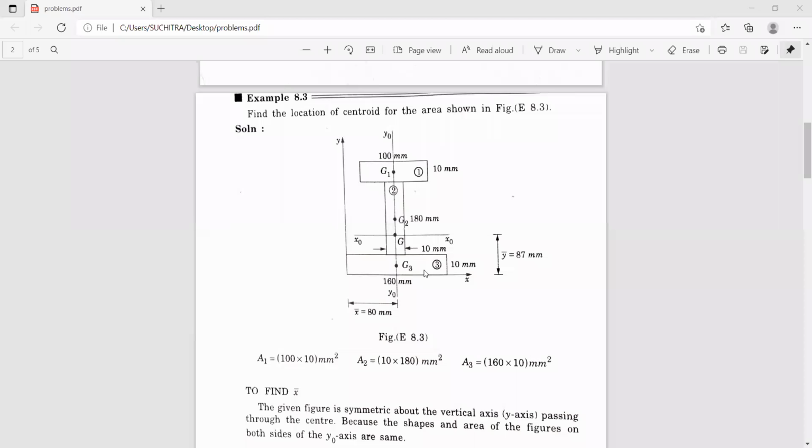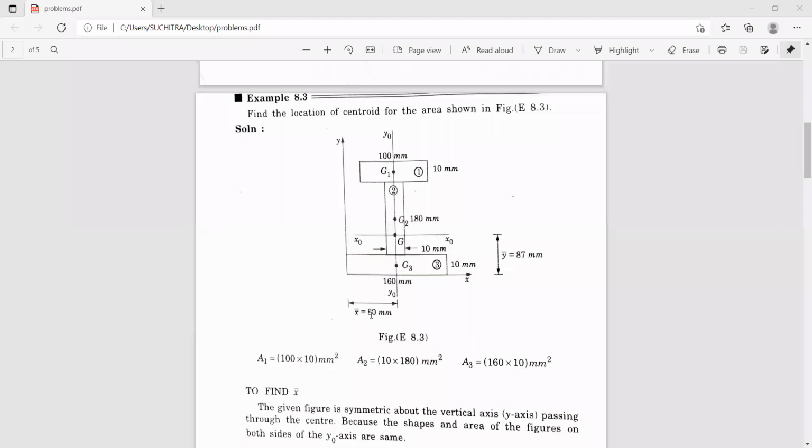Now, if you look at this figure, the figure is symmetrical about y-axis, correct? The figure is symmetrical about y-axis because on both sides you have the mirror image. So hence, since the figure is symmetrical about y-axis, obviously x bar is 80 millimeters, because this whole distance is how much? 160 millimeters. So now you can see here the y0 axis passes through the center of this figure. Hence, directly we can get the value of x bar equal to 80 millimeters.